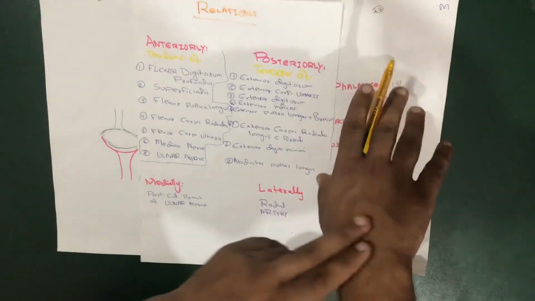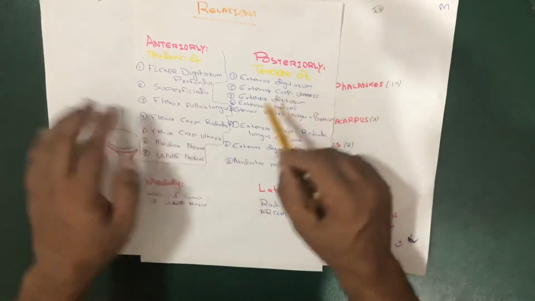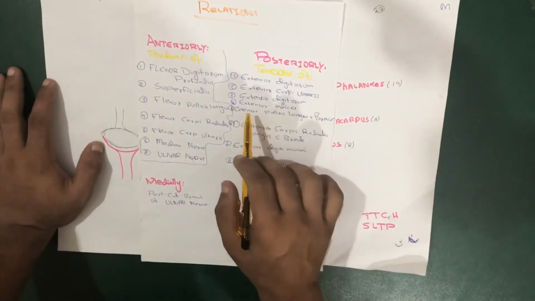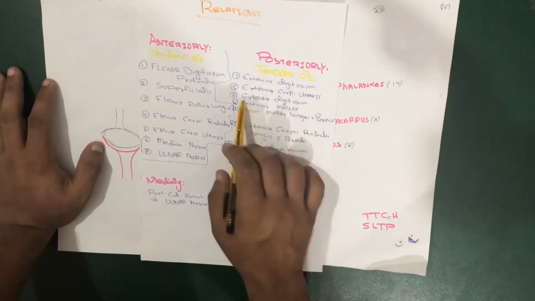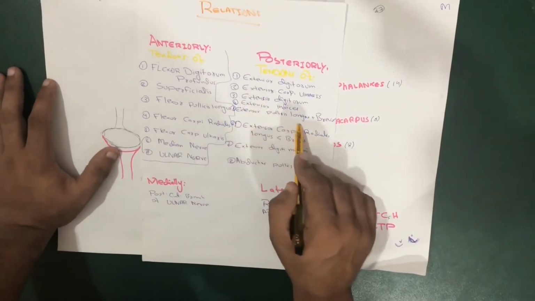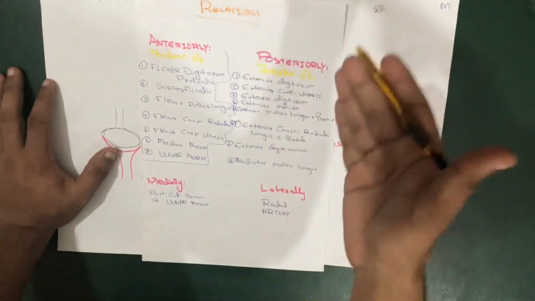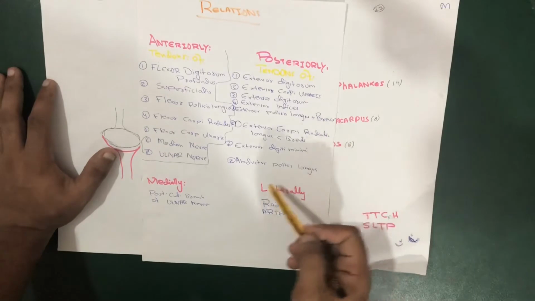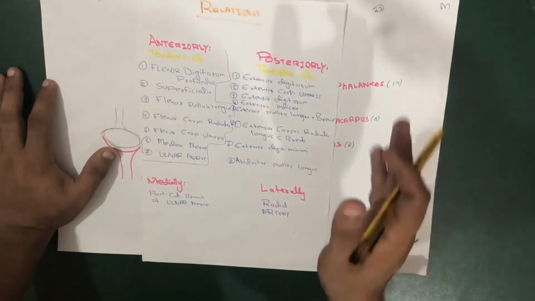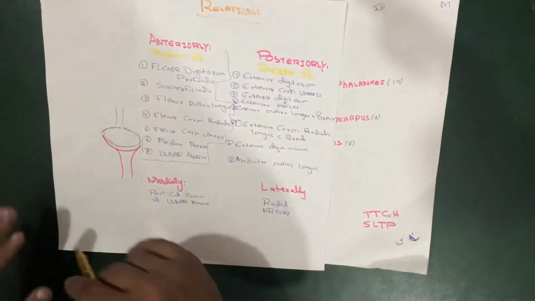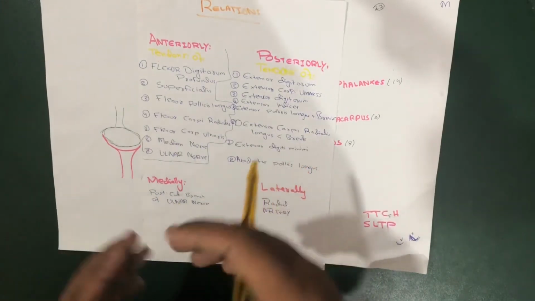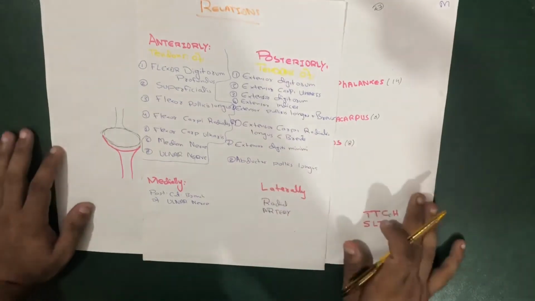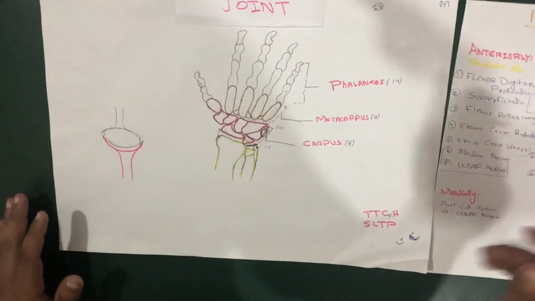On the posterior side of the wrist joint, you would say the tendons of extensor digitorum, extensor carpi ulnaris, extensor indicis, extensor pollicis longus and extensor pollicis brevis, extensor carpi radialis longus and brevis, extensor digiti minimi, and finally the abductor pollicis longus. So these are the relations of different muscles, nerves, and arteries to the wrist joint, also called the radiocarpal joint. So this is all about the wrist joint.